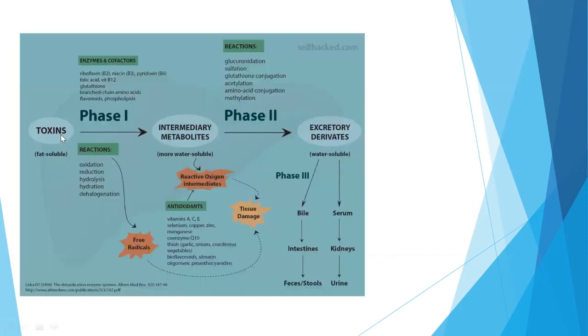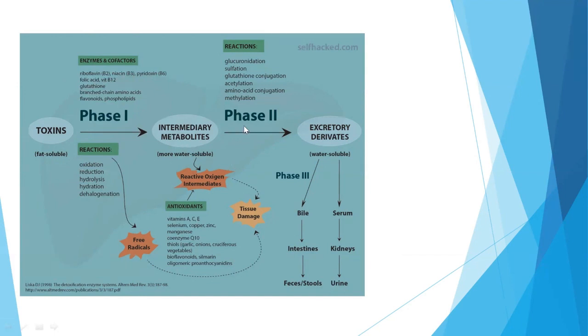Again, toxins which are fat soluble go through phase 1. The enzymes and cofactors involved are riboflavin, niacin, pyridoxine, folic acid, vitamin B12, glutathione, and branched amino acids. Phase 1 reactions involve oxidation, reduction, hydrolysis, hydration, and dehalogenation. It forms free radicals, and these free radicals can cause tissue damage. Phase 1 also forms intermediary metabolites, which are more water soluble.